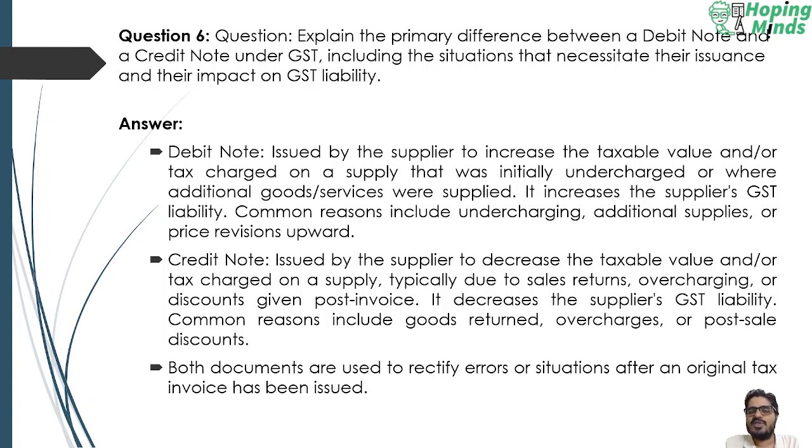Similarly, suppose the supplier has supplied 30 quantity of certain goods, whereas he has charged only for 20 in the invoice inadvertently, then for the remaining 10 pieces he will issue a debit note, and the GST liability against such additional supplies will increase the liability.